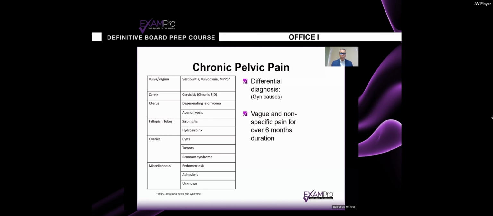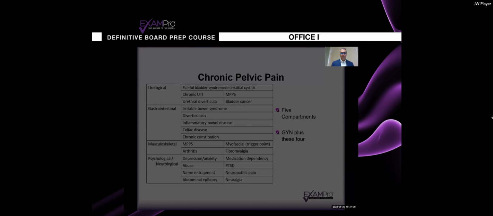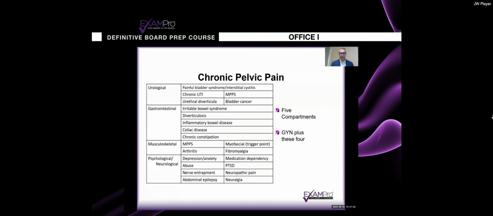This is myofascial pelvic pain syndrome. You'll see it on this slide, and you'll also see it on the second slide because it comes up as potentially a contributing factor in multiple different compartments, if you will, okay?